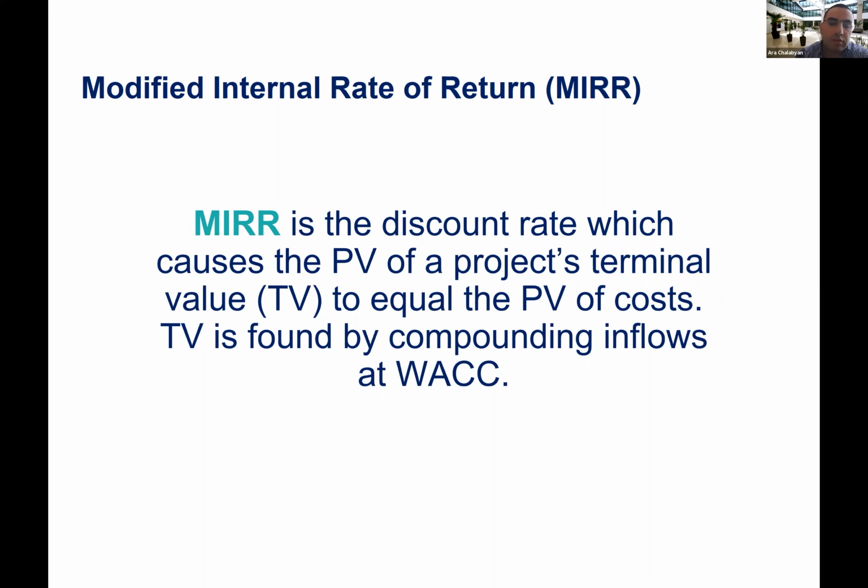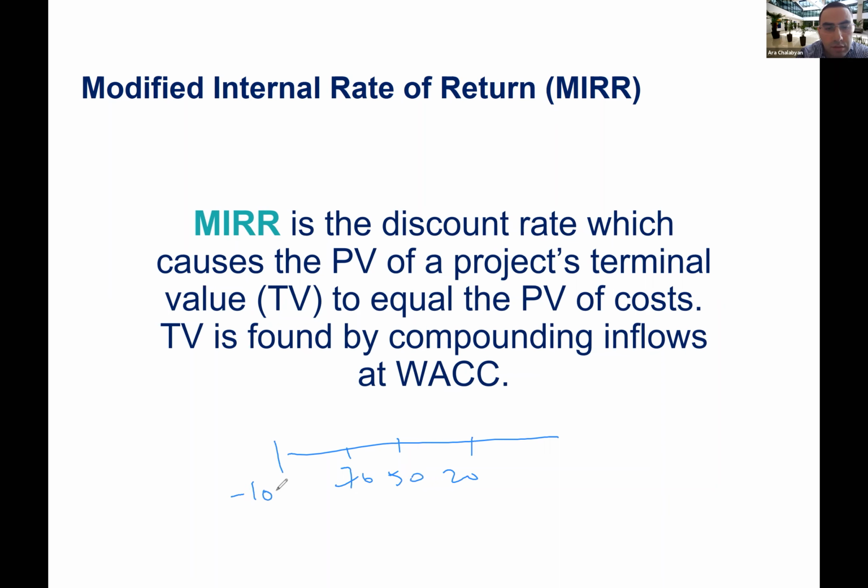And terminal value is found by compounding inflows at WACC. In other words, if we have this 70, 50, and 20, we will compound them, we will take them to the last year, and our last year was year 3. We will take all this together, we will call them terminal value.